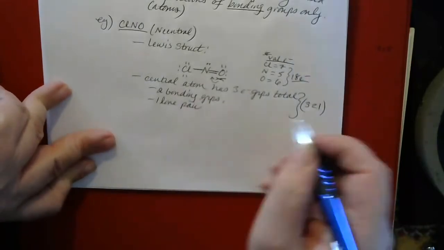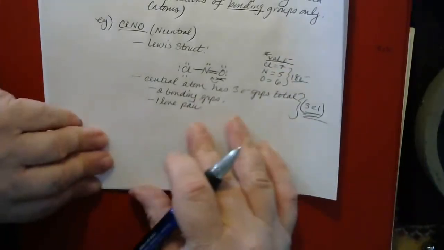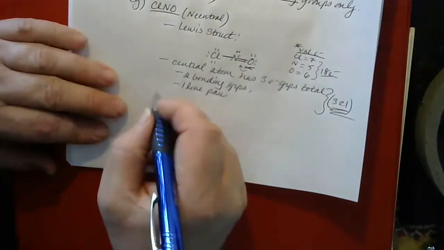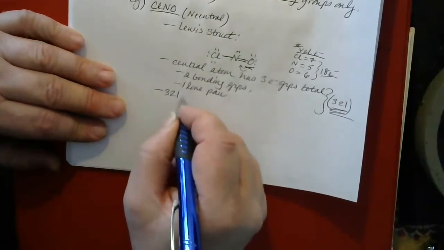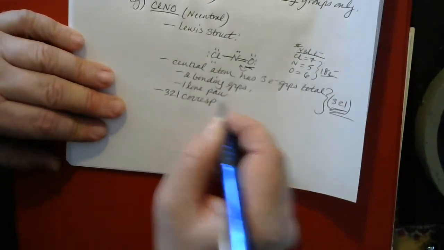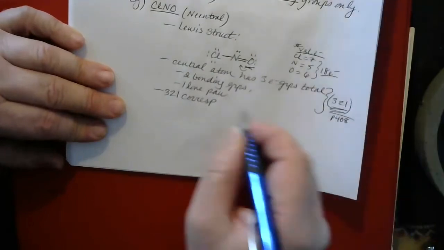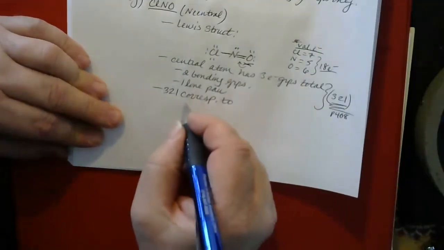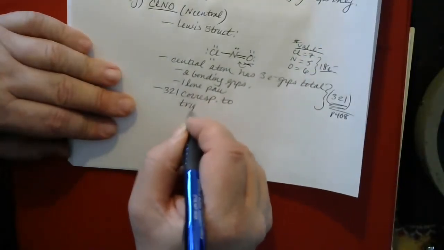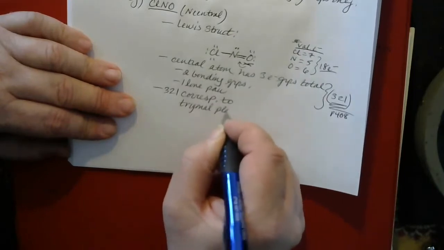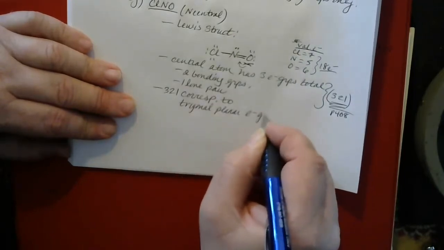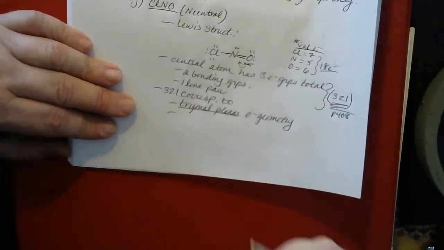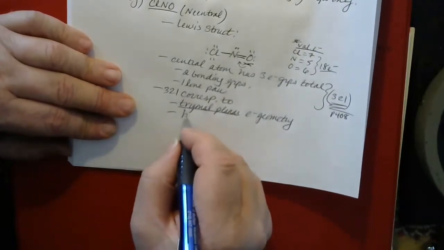And we can just look that up on page 408. So 3, 2, 1 corresponds to a trigonal planar electron geometry and a bent molecular geometry.